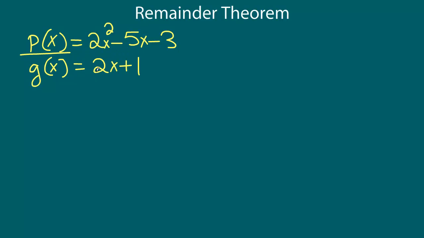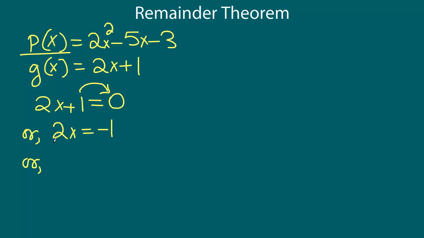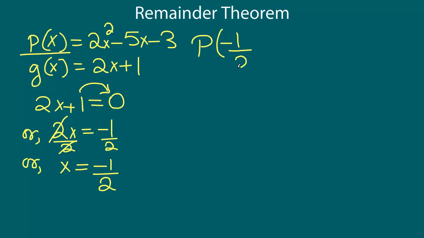So what we will do is we'll first equate this to 0. Let's say 2x plus 1 equals 0. From here we get 2x equals minus 1, because the plus 1 will take it on the other side. And now we divide both sides by 2. So we will get x equals minus 1 by 2, right? Because this will cancel out. So if we were to find out the value of this polynomial at minus 1 by 2, this should give us the remainder.